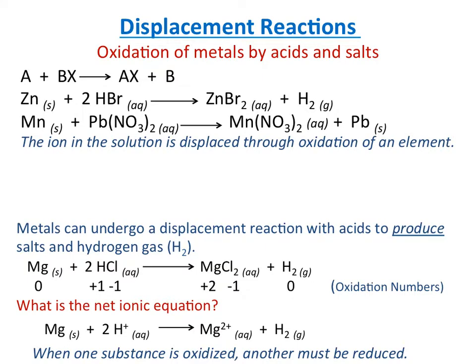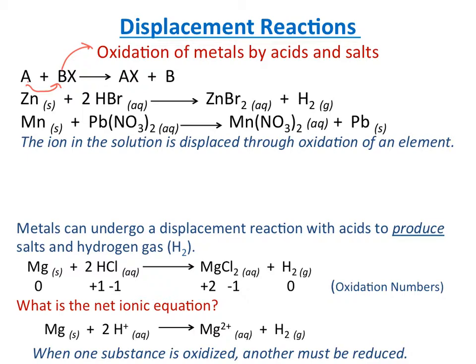When we think about an oxidation-reduction reaction, it's really just a single displacement reaction. In these reactions, you have something like A plus BX, and A can push B out. This produces AX plus B.